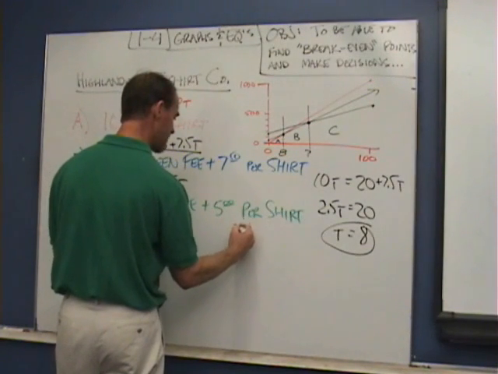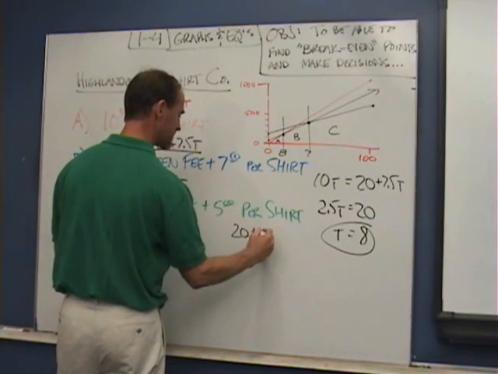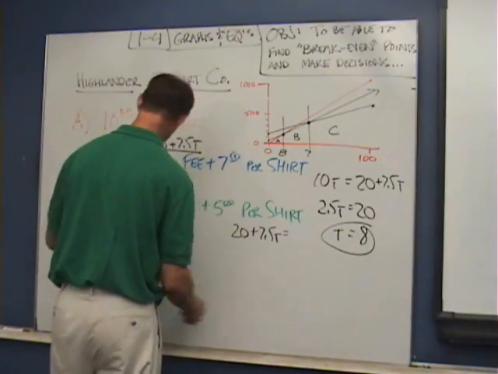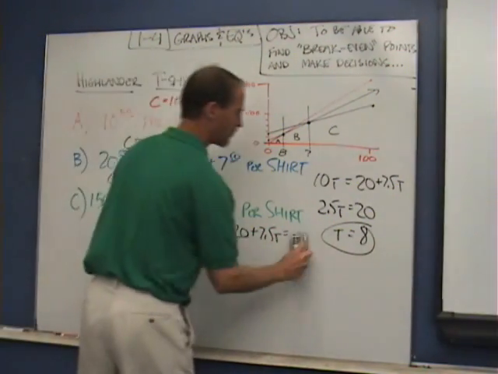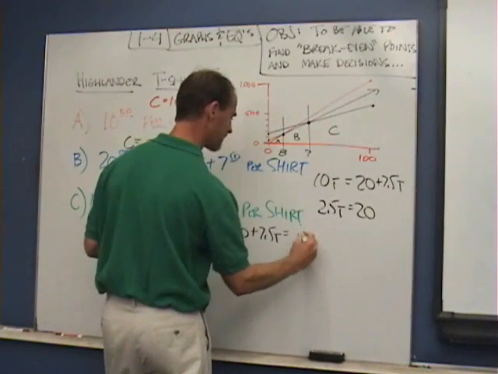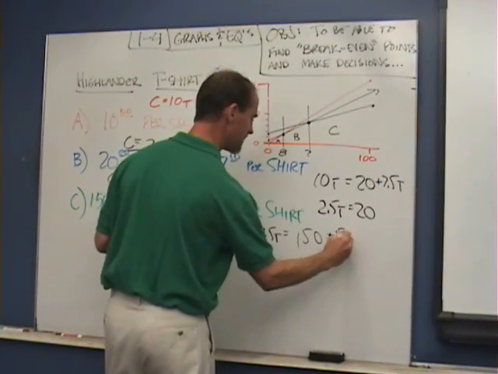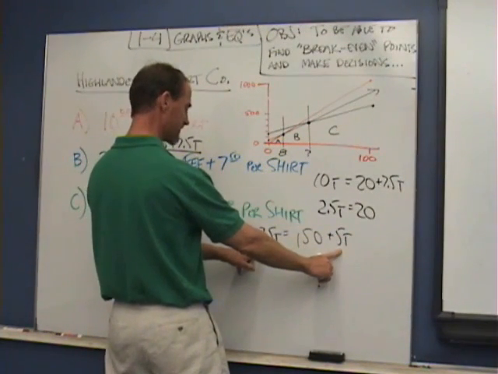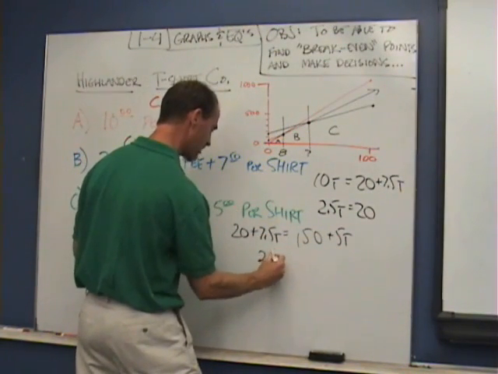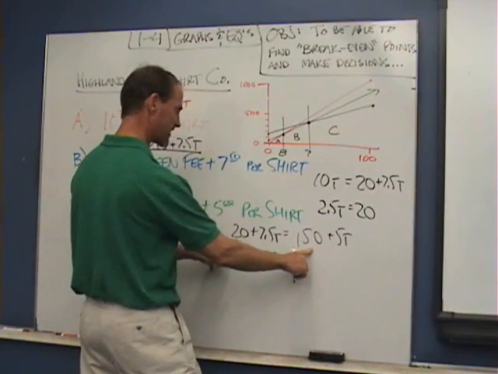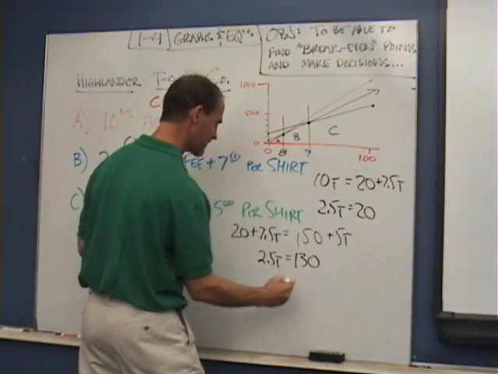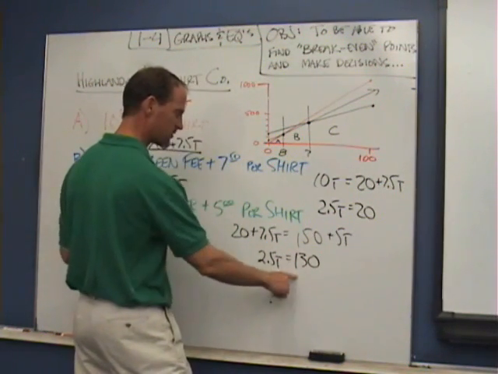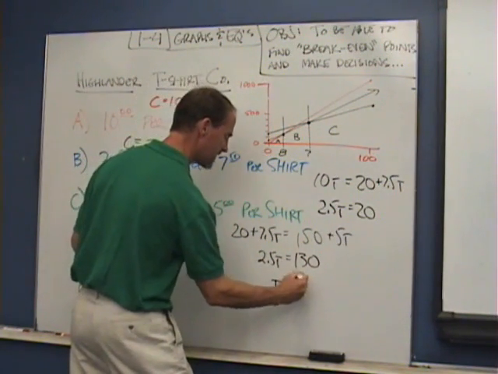We've got 20 plus 7.5t being equal then to, I'm going to have to erase that, 150 plus 5t. Again, we just want to solve this simple equation. I subtract 5t from both sides, so I get 2.5t. I'm going to subtract 20 from both sides. That gives me 130. Divide both sides by 2.5, and t is going to be equal to 52.